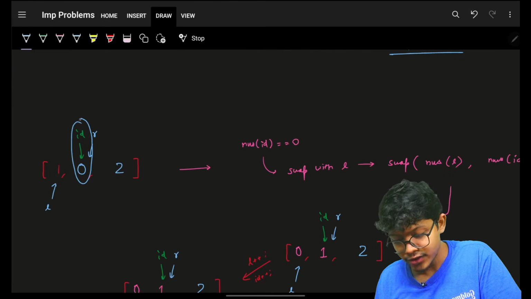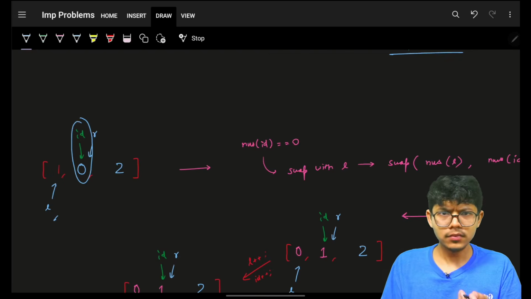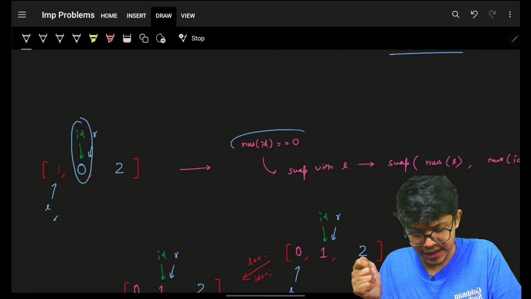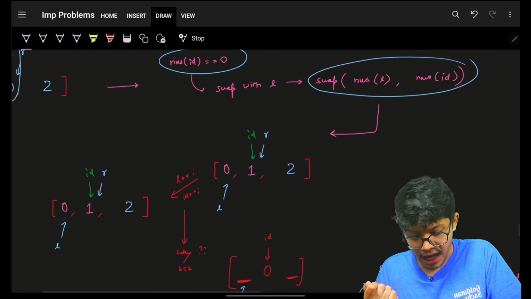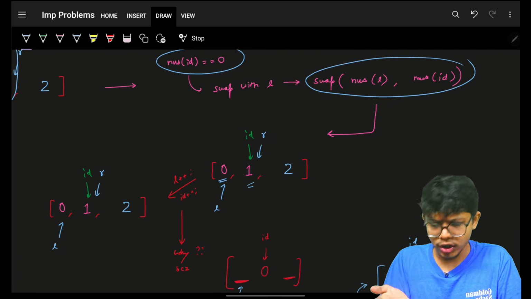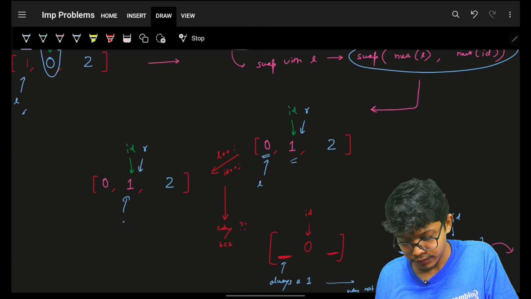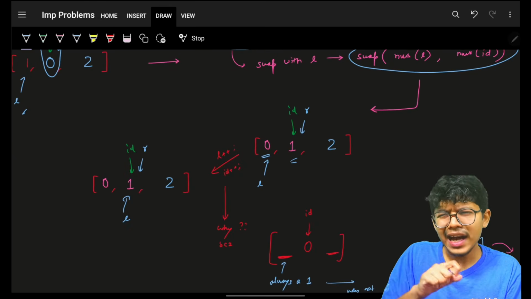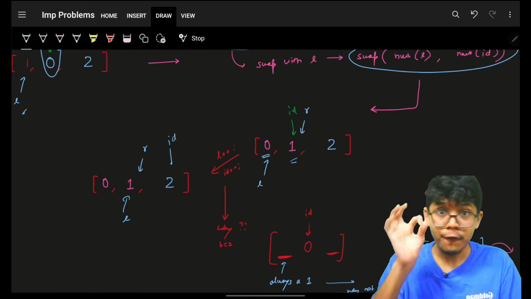ID contains a value 0, which is a good candidate for my location L. So I will swap with my L. ID is 0, I will swap with my L. How will I do it? Simply swap. After swapping, I will get a 0 at this location and 1 at this location. Now, for sure, L has the correct thing, so L will move. The question will be, Aryan, will ID also move? I will say for sure yes.